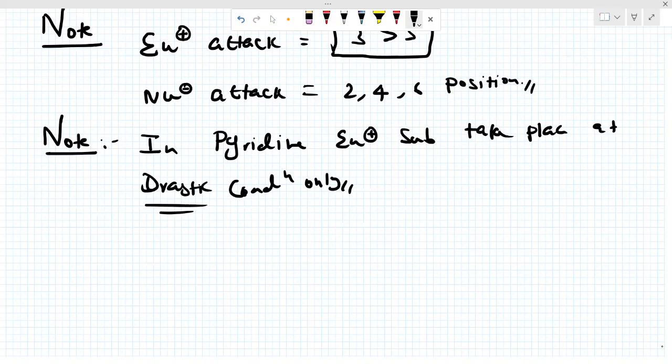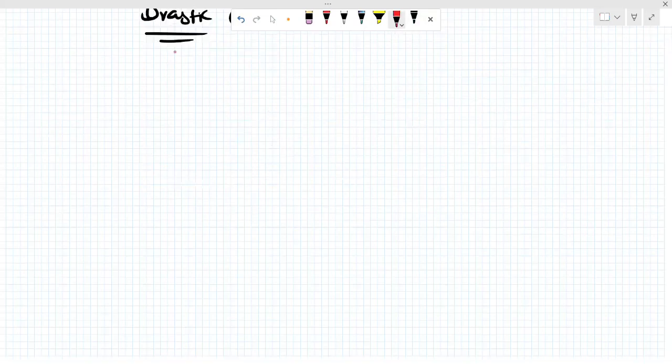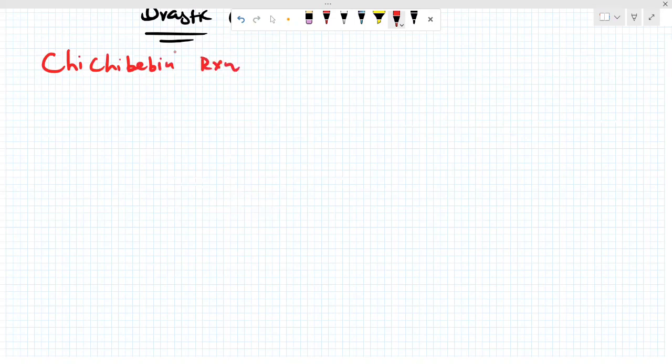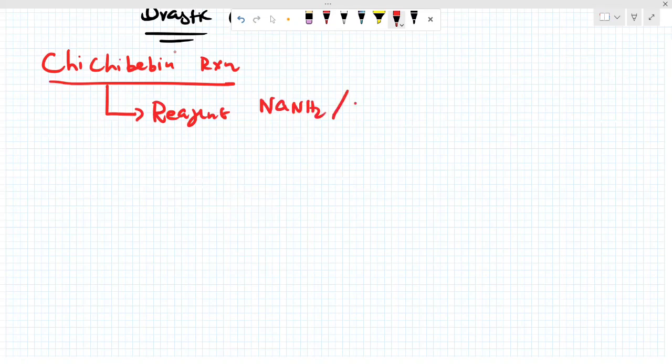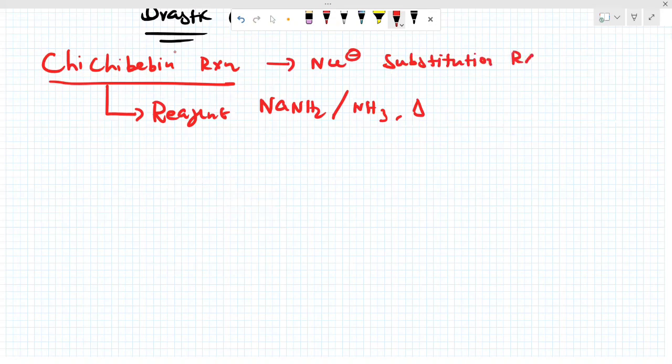Okay, now a very important reaction, the Chichibabin reaction, in case of pyridine. This is a very, very important naming reaction. Okay, what is the reagent in this reaction? Please know the reagent. That is sodamide, NaNH2, and ammonia. Now this is a nucleophilic substitution reaction, a type of nucleophilic substitution reaction.